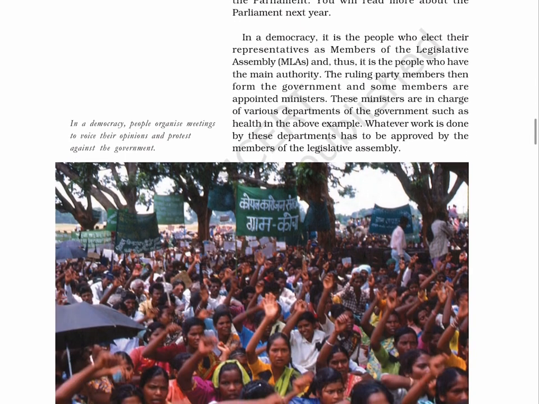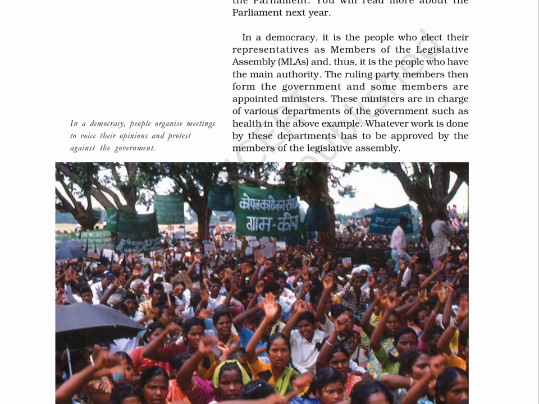In a democracy, it is the people who elect their representatives as members of the Legislative Assembly, MLAs, and thus it is the people who have the main authority. The ruling party members then form the government and some members are appointed ministers. These ministers are in charge of various departments of the government, such as health in the given example. Whatever work is done by these departments has to be approved by the members of the Legislative Assembly.